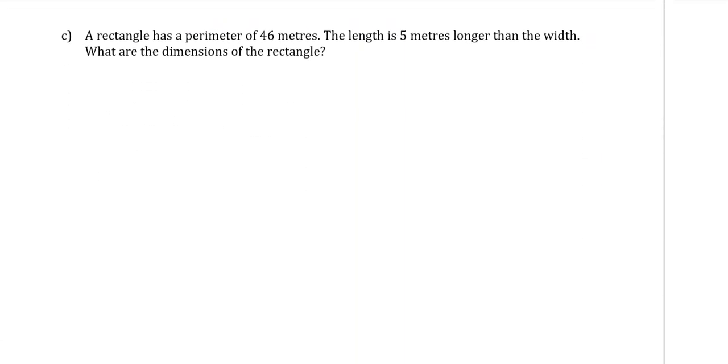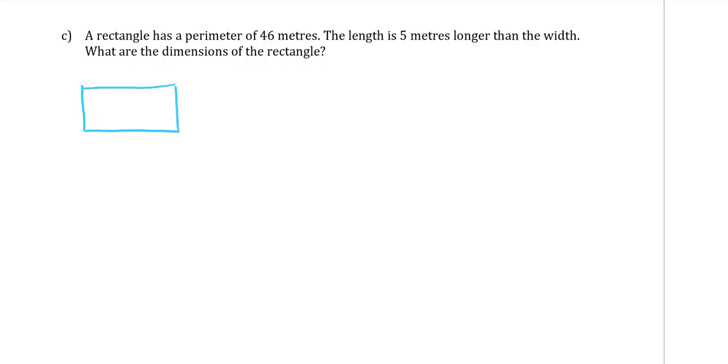Okay, let's go to the next page. Part C. A rectangle has a perimeter of 46 meters. The length is 5 meters longer than the width. Okay, so the dimensions are going to be the pronumerals that we're after.